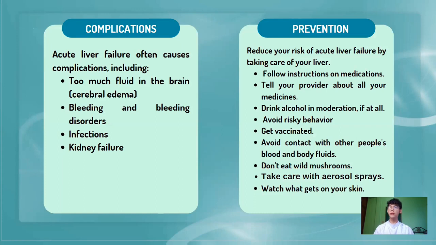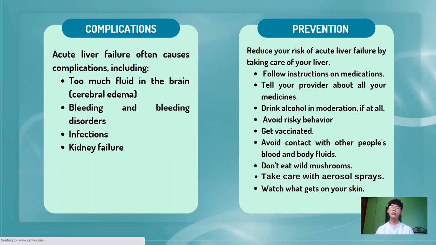Prevention. Reduce your risk of acute liver failure by taking care of your liver. Here are several prevention methods for getting acute liver failure. First, follow instructions on medications. If you take acetaminophen or other medications, check the package insert for the recommended dosage, and don't take more than that. If you already have liver disease, ask your healthcare provider if it is safe to take any amount of acetaminophen.